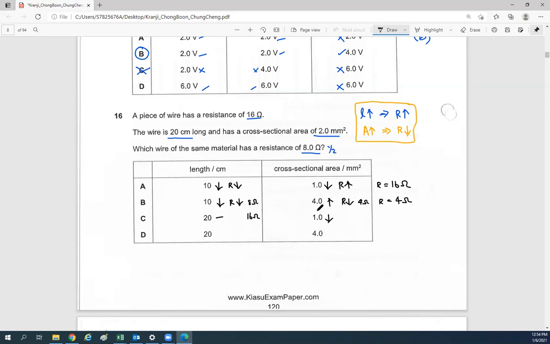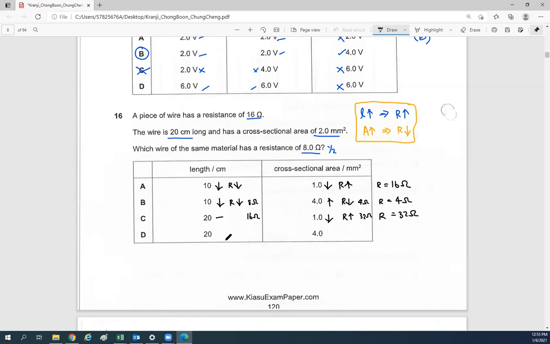The cross-sectional area decreases. If the cross-sectional area decreases, it means the resistance will increase by 2 times. Okay, so therefore this is now 32 ohms. The original 16 times 2, because resistance increases by 2 times, which is also not what we want.